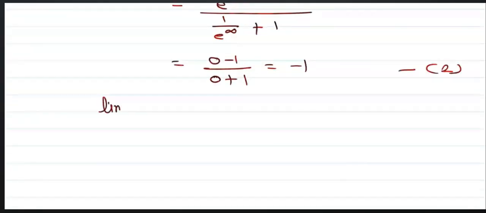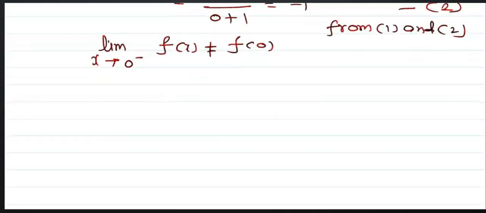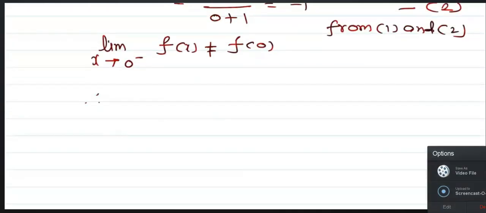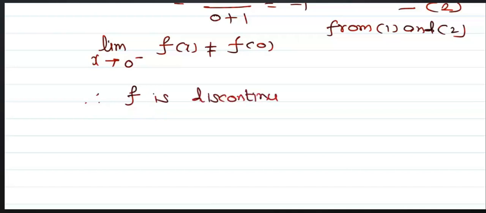This is number 2. Therefore the left hand side limit is not equal to f of 0. That is, the left hand side limit, the right hand side limit and the value of the function, all three must be equal, and here we are saying that the left hand side limit is not equal to the value of the function. Therefore the given function is not continuous. Therefore f is discontinuous at x is equal to 0.